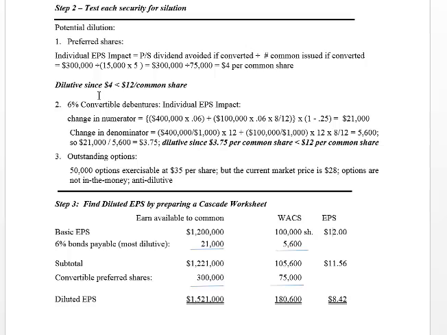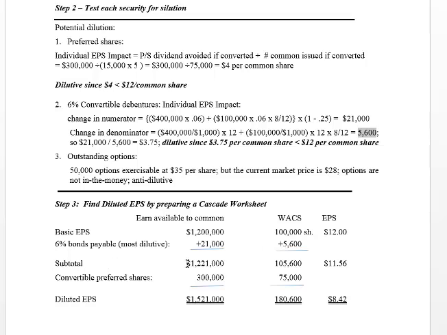So we said the bonds were going first because the EPS impact is less for the bonds than it is for the preferred shares. So we know that the bonds, if we had converted them at the earliest opportunity, would have increased our numerator, or earnings available to common, by 21,000. That's the number you have here. And it would have increased our WACs by 5,600.